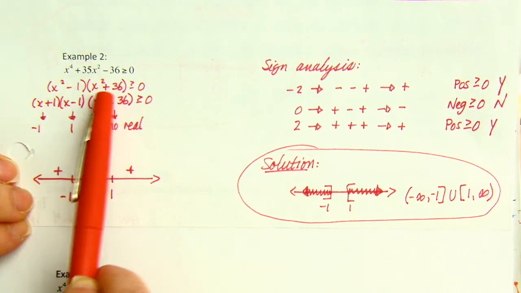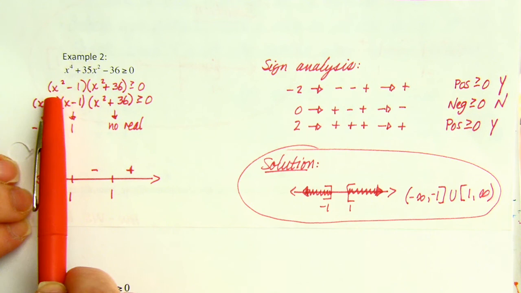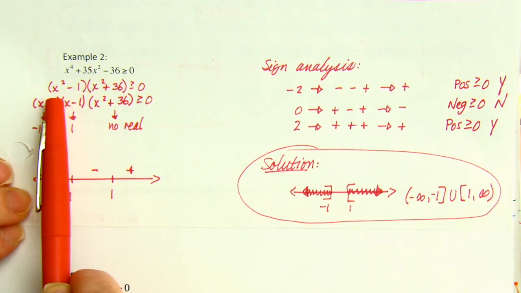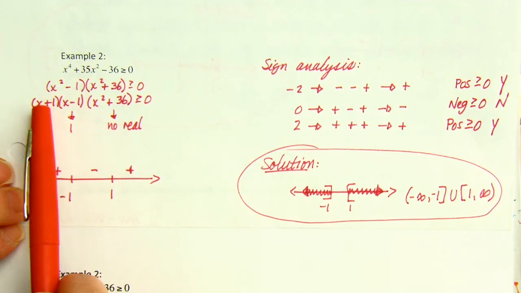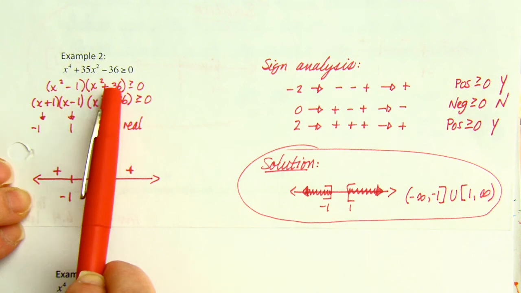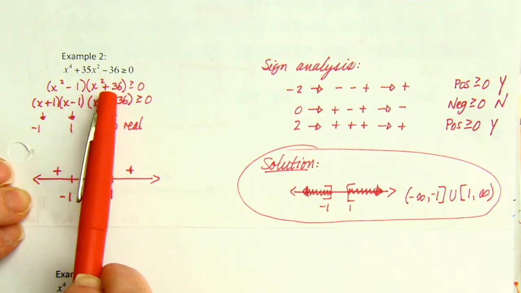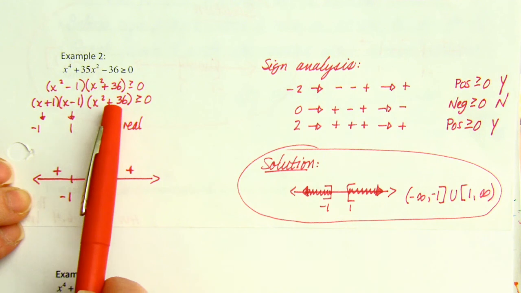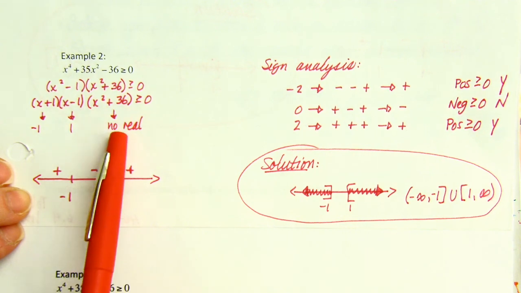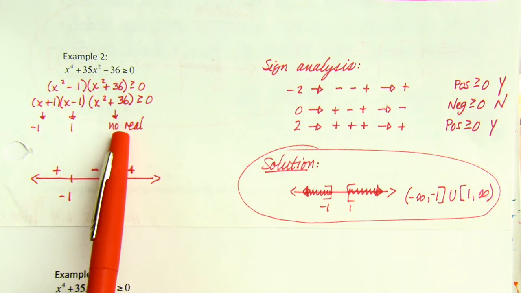Notice here, x squared minus 1, that's the difference of 2 squares. That's going to factor further into x plus 1 times x minus 1. This here is the sum of 2 squares, so that can't be factored. And in fact, if I try to solve this, I'm going to get something that is not real, because x squared equals negative 36, and then x would equal plus or minus 6i.